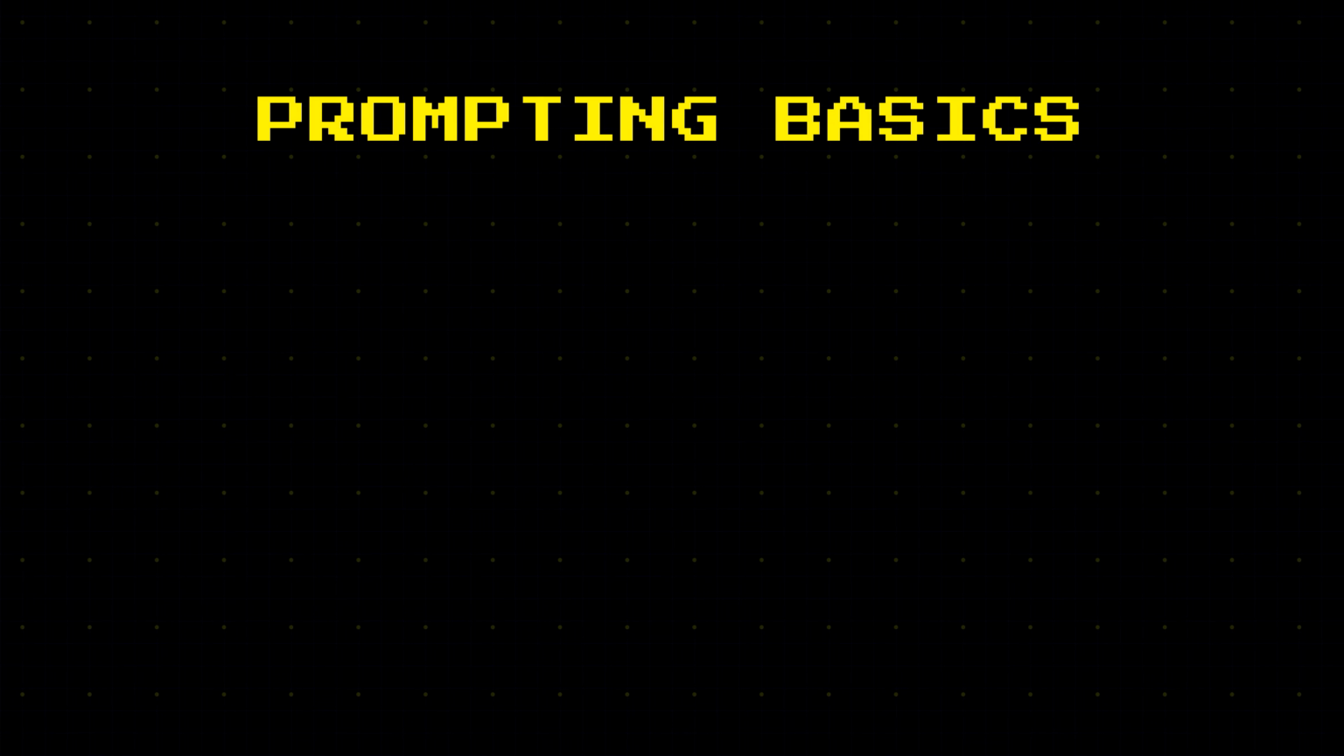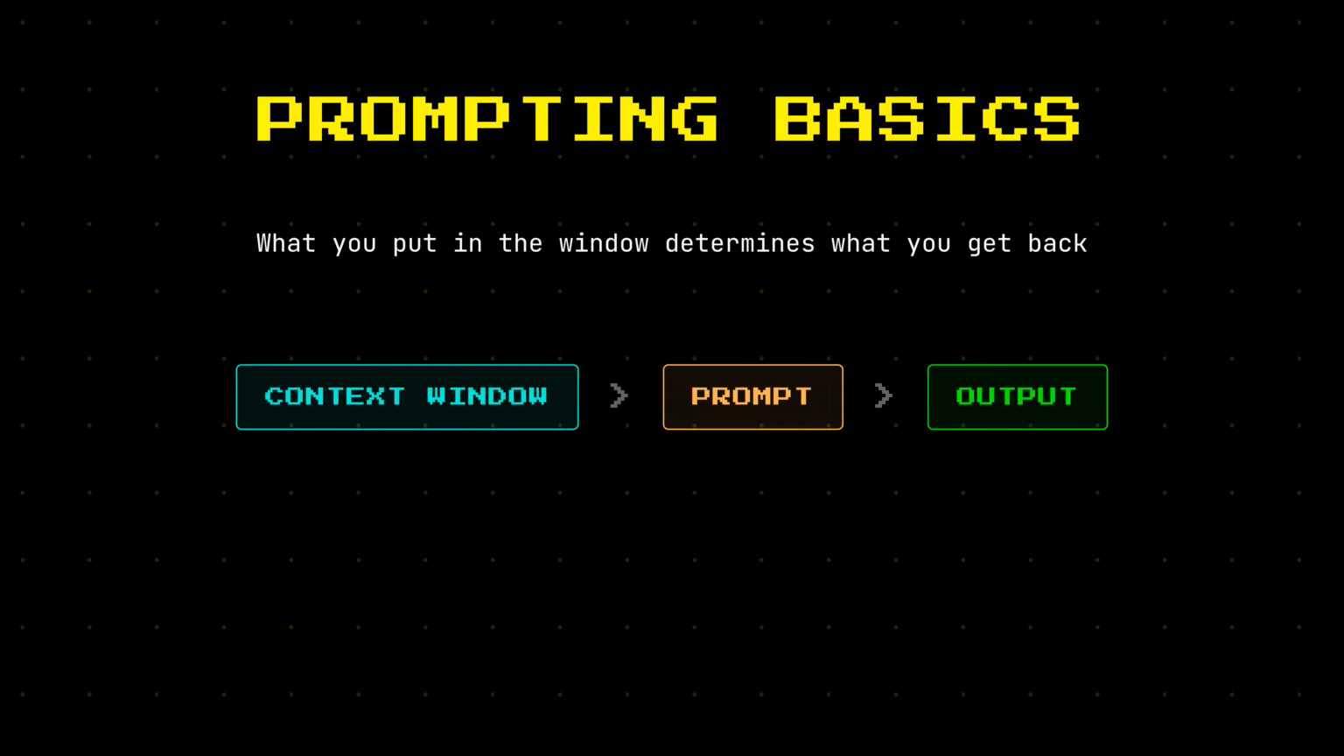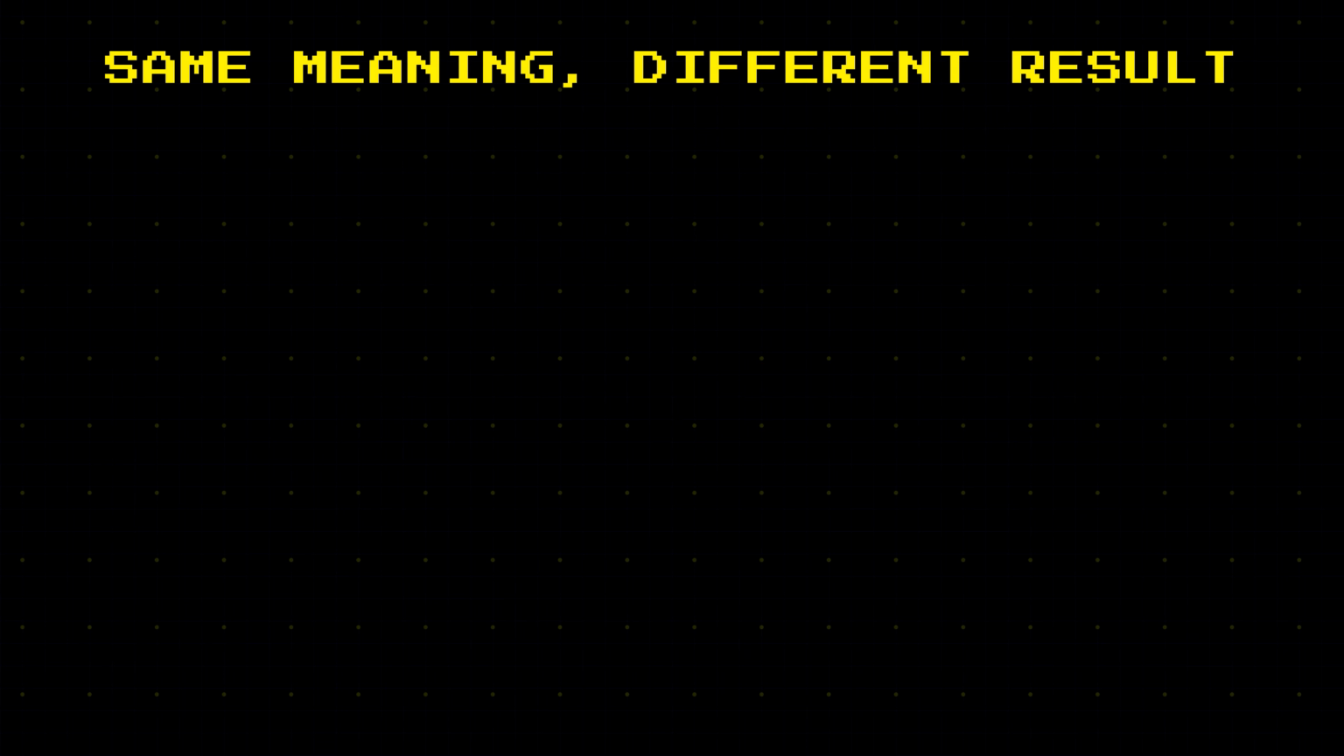You've learned that the context window is the model's working memory, everything it can see at once. Now the question is, what do you actually put in that window? Because what you give the model completely determines what you get back. Most people assume prompting is just about being specific. Give clear instructions, add some context, and you're done. That's what I thought too.